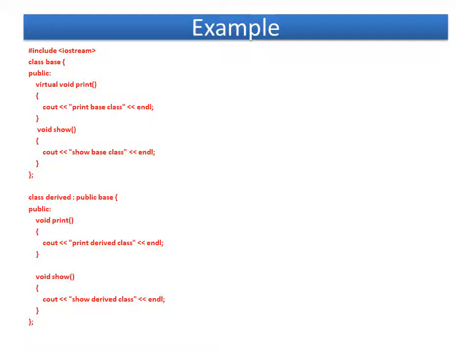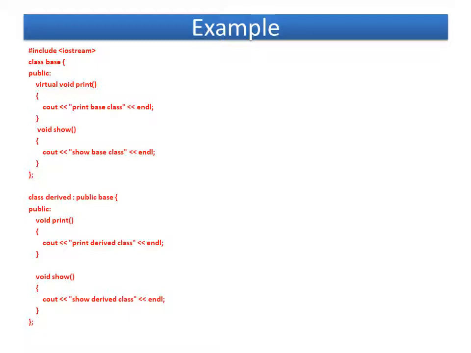So if I want to use the same base class pointer and with that pointer access the derived class member functions, in that case we will make one of the functions in my base class virtual. So let us see how this is going to work out.